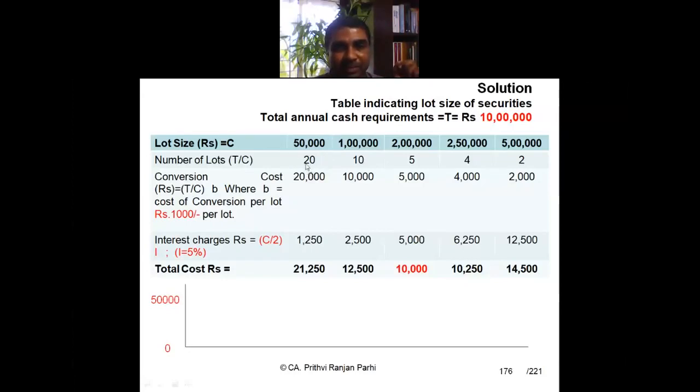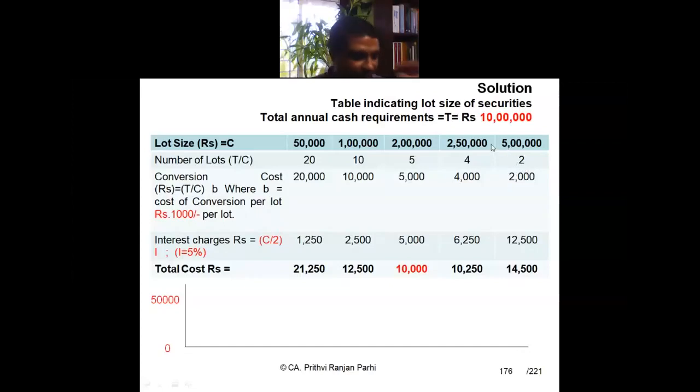10 lakh divided by 50,000, there will be 20 lots. If investments are made in the lot size of 1 lakh, there will be 10 lots. Investment made in the lot size of 2 lakh, there will be 5 lots. Investment made in the lot of 2.5 lakh, then 4 lots. And if investments are made in terms of 5 lakh, there will be only 2 lots.